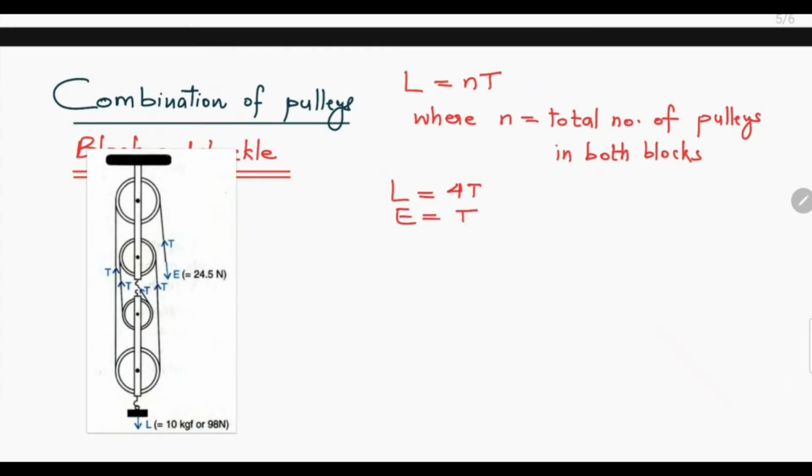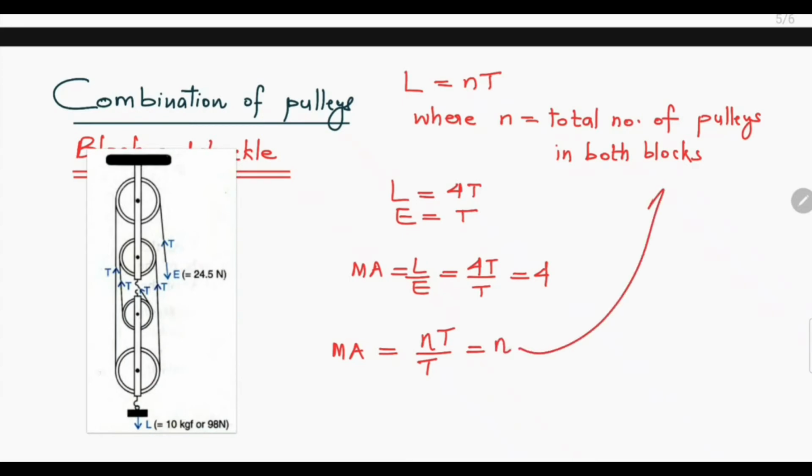Do you remember the formula for mechanical advantage? Once again, MA is equal to load upon effort. So 4T upon T is equal to 4. In general, you can write mechanical advantage as NT upon T, which is equal to N. So mechanical advantage is equal to N. What is N? N is equal to the total number of pulleys.